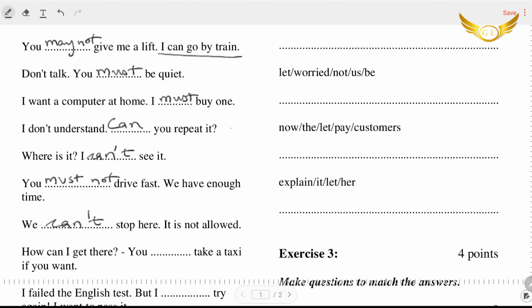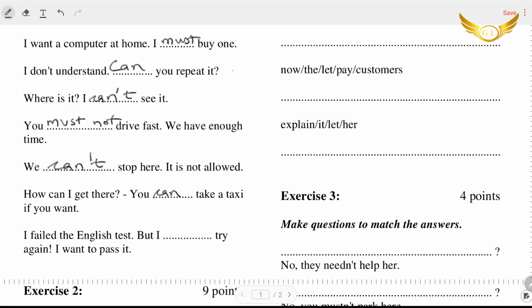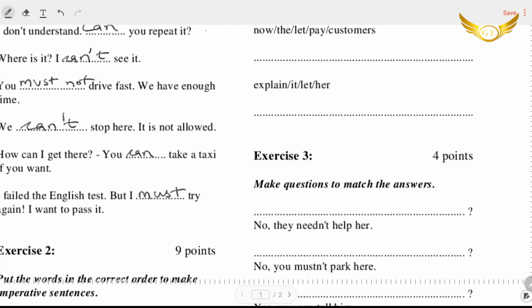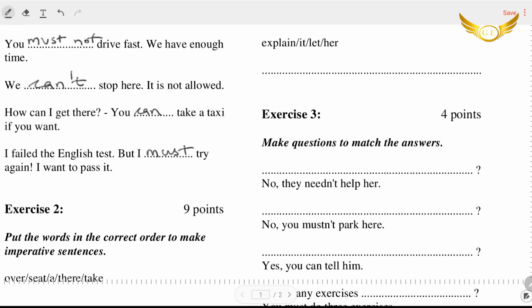How can I get there? You dash take a taxi if you want. You can take a taxi if you want. I failed the English test, but I dash try again. I want to pass it. So here it is, I must try again. So this is the exercise 1. I hope you all would have got this right. Now let's move on to exercise 2.